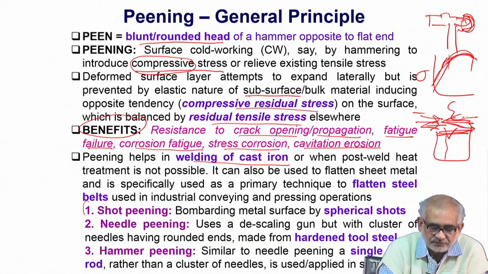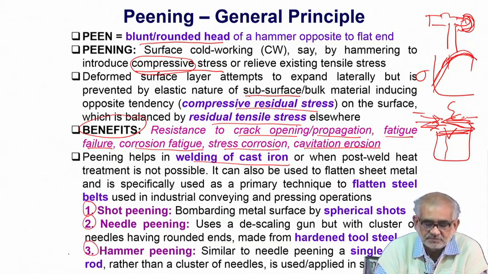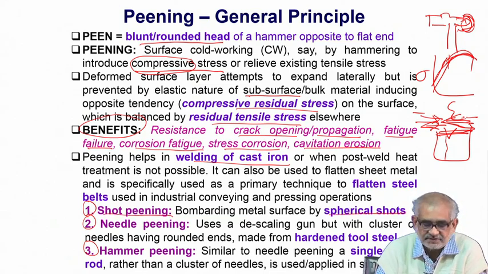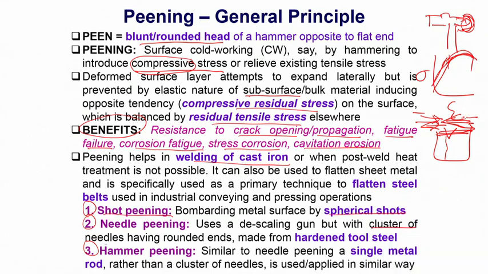So there are three possible ways of introducing such residual compressive stress onto the surface. Typically shot peening, where we use spherical shots; needle peening, where we use a cluster of very fine, ultrafine needles made from hardened steel; or we can do hammer peening. So this can be a single metal rod hitting onto the surface, and so this is wider. So this is the finest, and this also could be fairly fine, but this is the widest level of deformation done onto the surface.